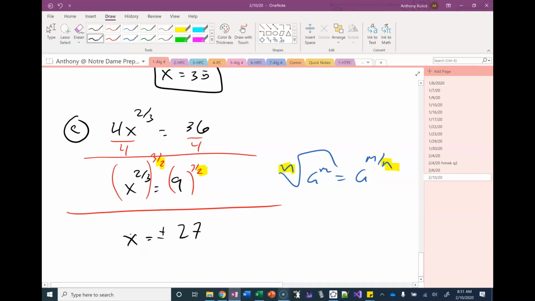Am I done here? Yes, it's okay. We didn't have to check, because if I look at the beginning problem, this is an odd root, right? So we don't need to worry about checking. Even though we had to take the square root of both sides, that's okay. Doesn't mean we have to check. It matters if the original problem was an even root to start.